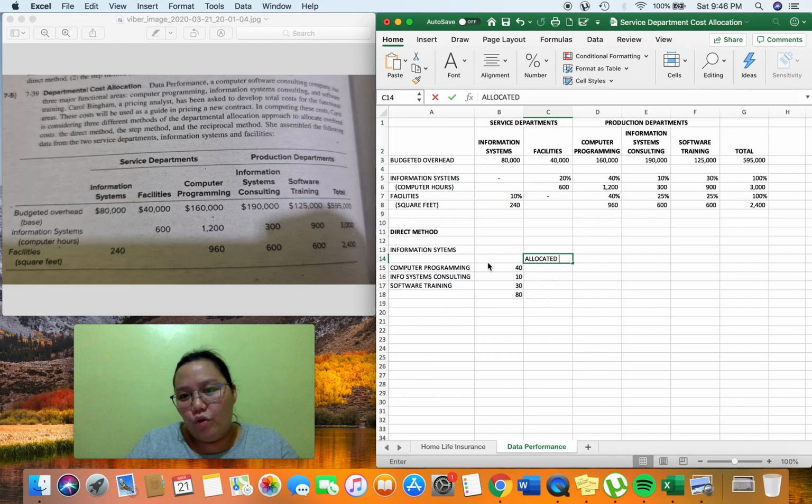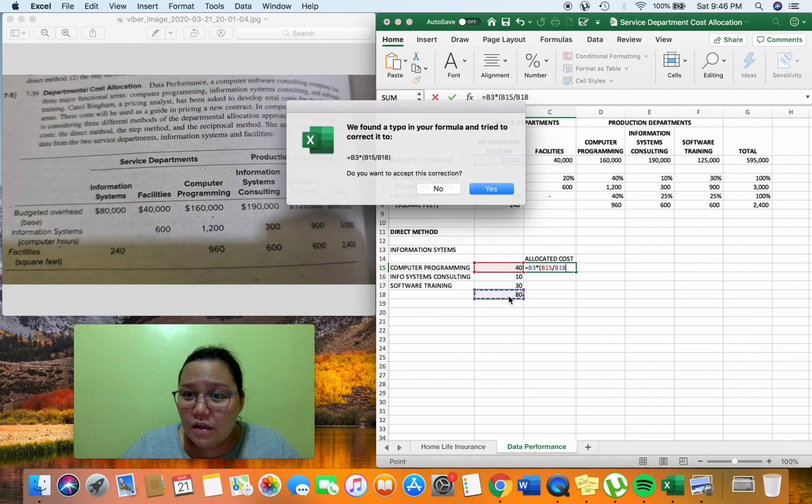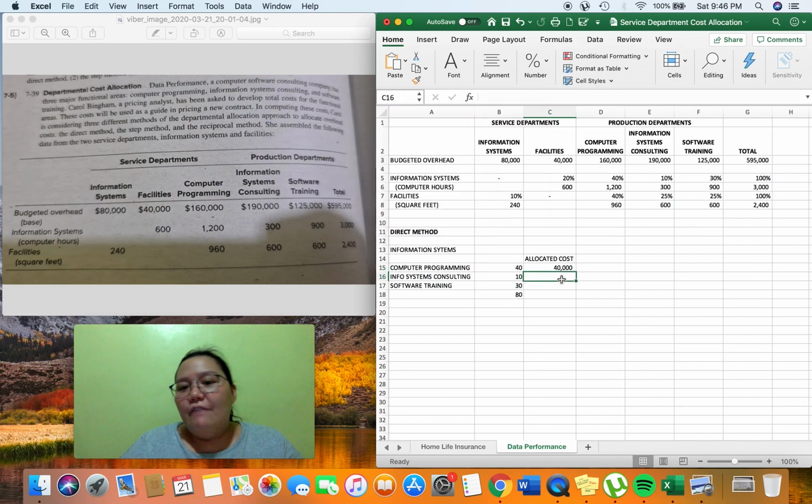So, the allocated cost is computed as follows. Just like what we did earlier, we have the direct cost of the information systems department, which is 80,000, multiplied by 40 over our denominator, which is 80. So, we'll get 40,000. Same with information systems consulting: we have a direct cost of 80,000 multiplied by 10 over 80, and we'll get 10,000.